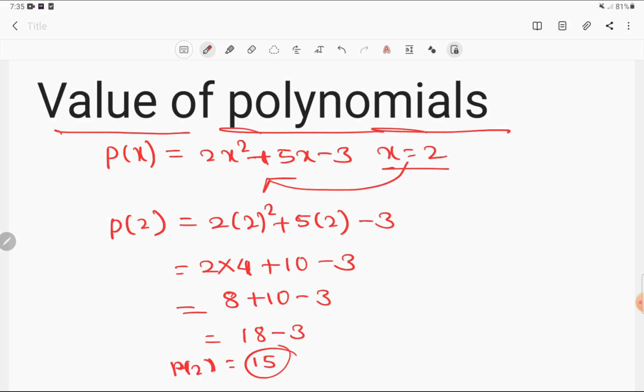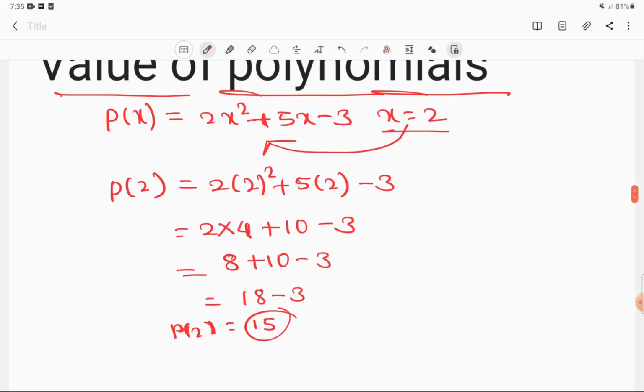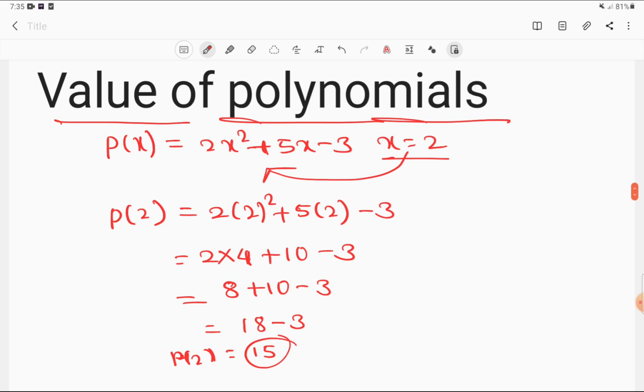I hope you understand the meaning of value of polynomial. They give one polynomial and also one x value. You put it in the given polynomial and you get the value of the polynomial. So today we discussed types of polynomial, degree of polynomial and value of polynomial.